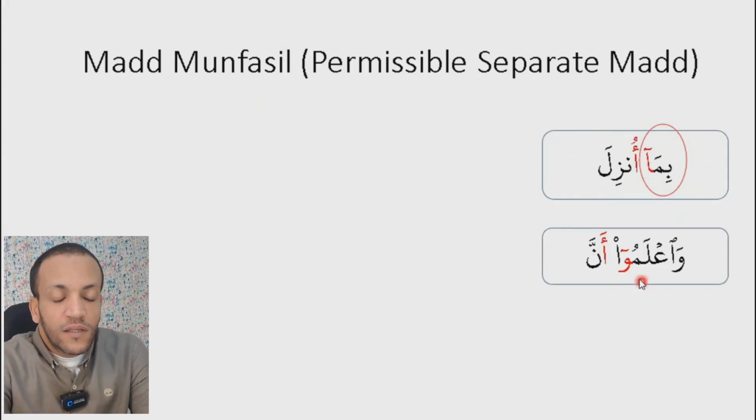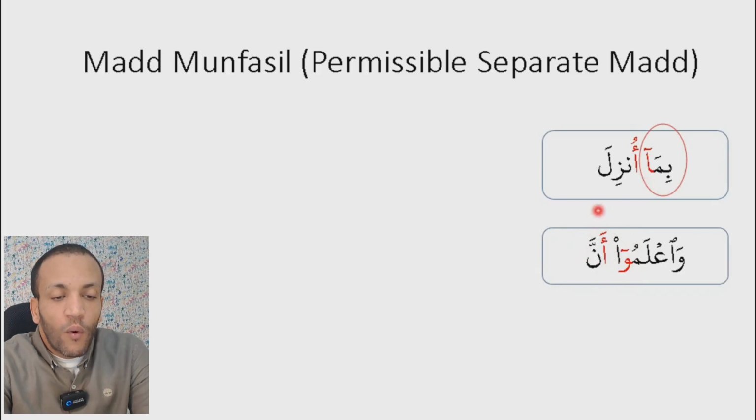Here we have another example. This example is for the letter waw. And here we have 2 words. This is the first word and this is the second word. In the first word, the last letter is the letter waw. And as you see here, the letter waw has the sign of the long mad.